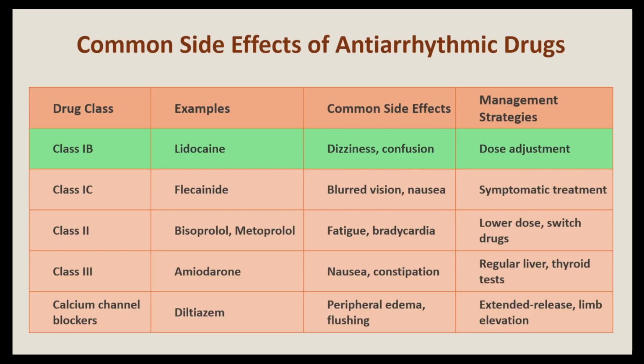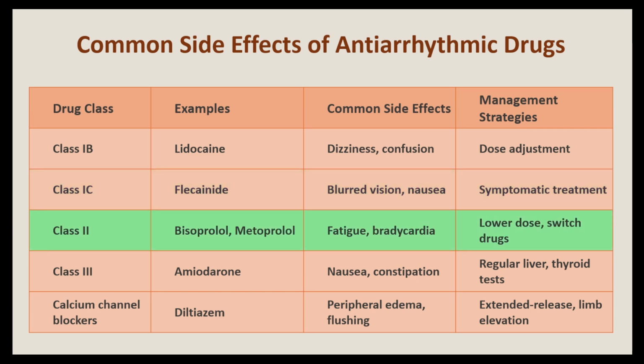Lidocaine, a Class 1B antiarrhythmic, commonly causes dizziness, drowsiness, and confusion due to its central nervous system effects. Additionally, it may lead to hypotension, especially when administered intravenously in high doses. Common side effects of flecainide include dizziness, blurred vision, palpitations, and nausea.